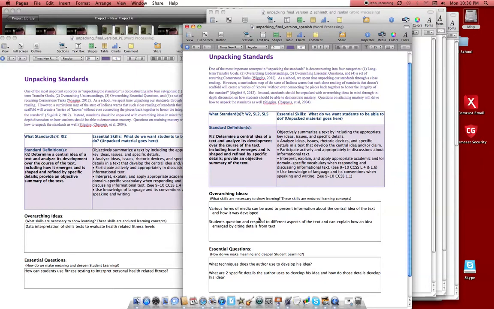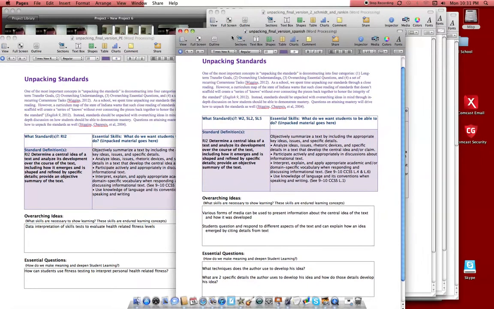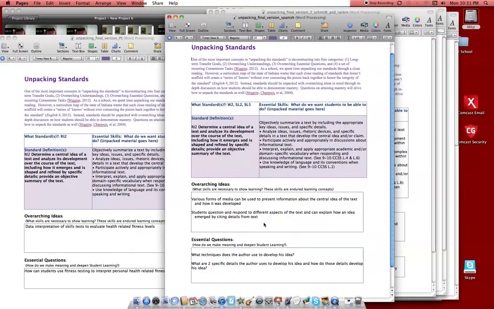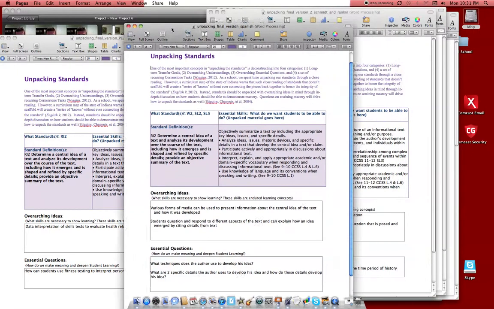And they do it again with students' questions and respond to different aspects of the text and can explain how an idea emerged by citing details from text. Now, this is actually from Spanish, and you wouldn't be able to tell anything about the enduring learning that's going on in connection to Spanish. So if I could go back and reteach this, that would be something that I would have to go back over with them. So you can see the good example between somebody really developing a good overarching idea and somebody that's still a work in progress.